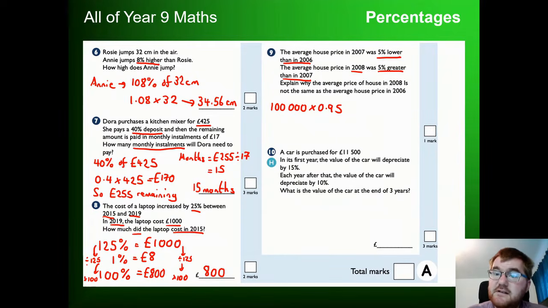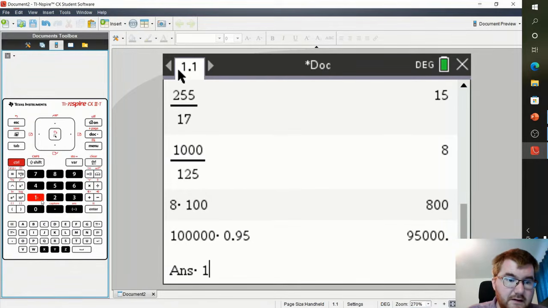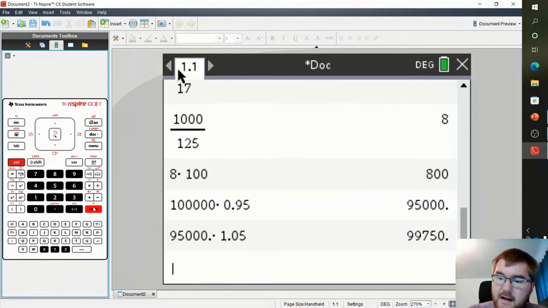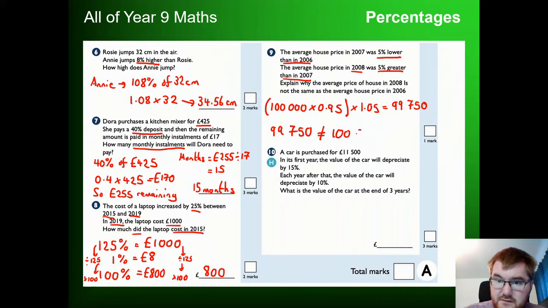But then it increased by 5%. So then we take whatever the answer is to that and multiply by 1.05, increasing by 5%. And if we work this answer out, we go to the calculator again. Just using the 100,000 example here, we times by 0.95, and then take that answer and times by 1.05. Notice we don't get back to the beginning, we get 99,750. So let's put that in, 99,750, and notice here that 99,750 is not the same as 100,000.